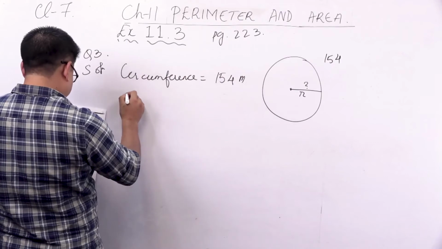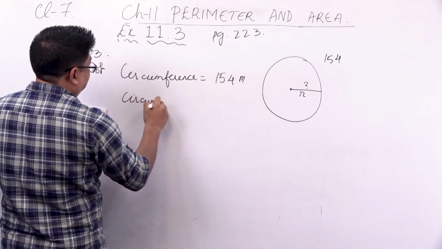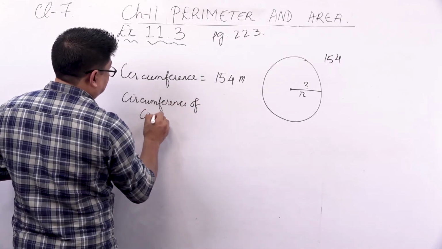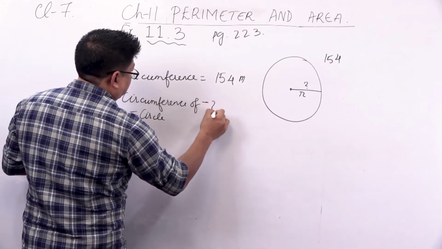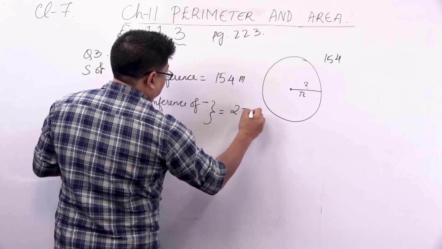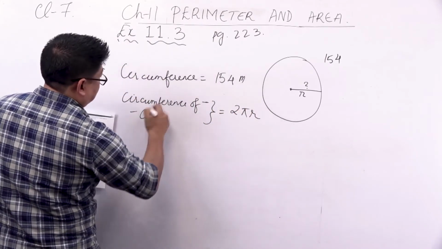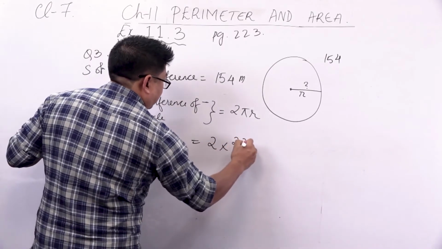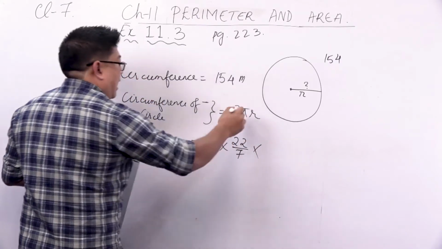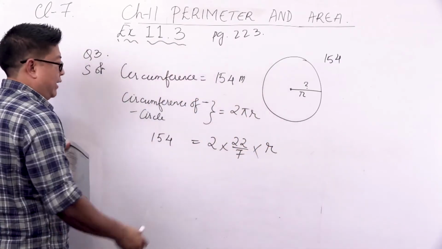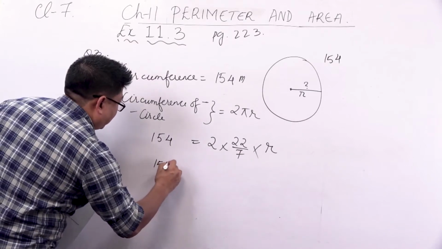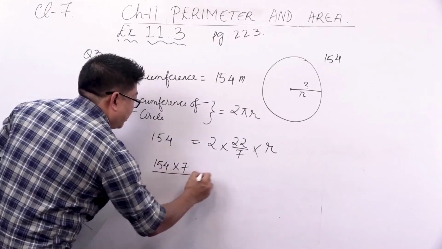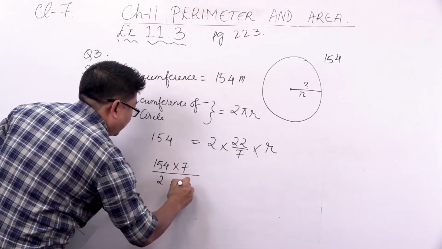So we know that circumference of circle is 2 pi r. All right, and circumference of circle is 154. 2 pi r, 2 into pi, I will write as 22 by 7. R, I have to find. Okay, so this, I will take all the numbers together. This is denominator, so it will come in numerator. These two numerators will come in denominator.